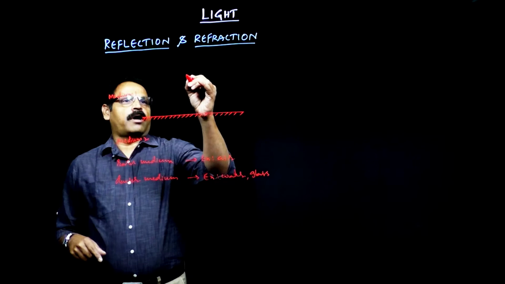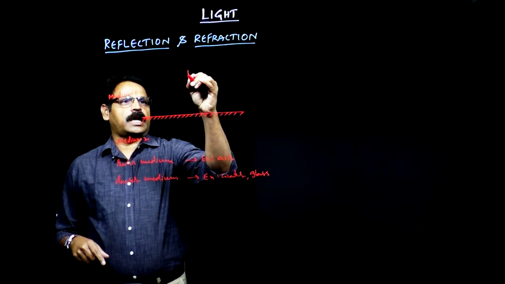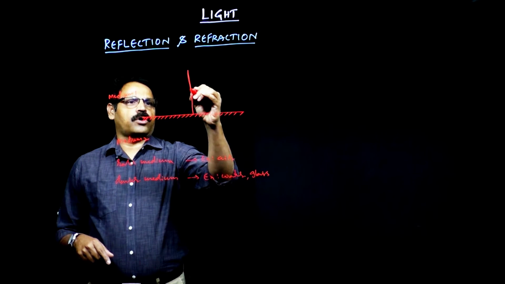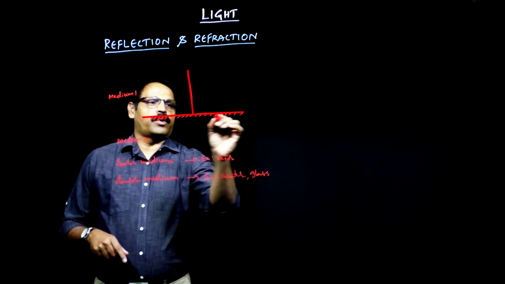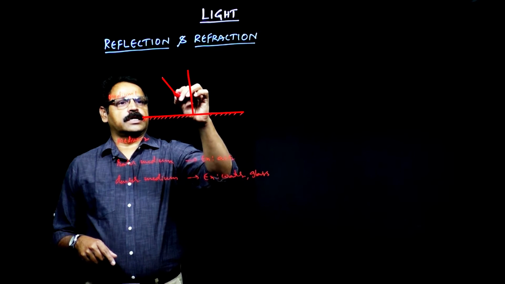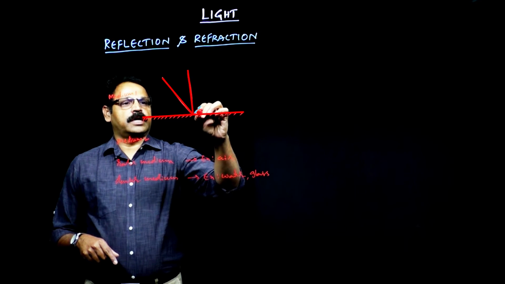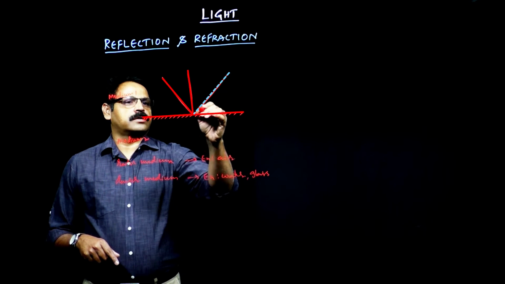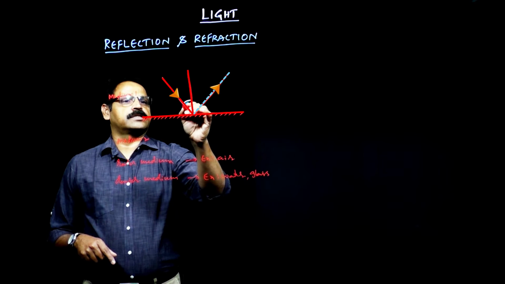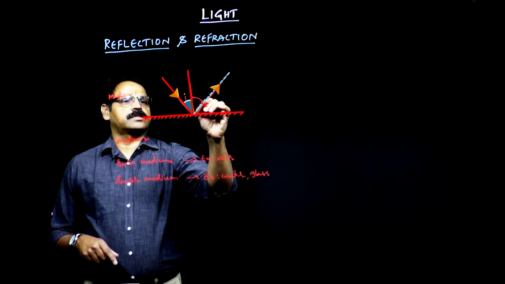Here, we always need to calculate the angles with reference to the normal drawn. So this is the normal. The normal is perpendicular to the boundary. Now let us say a light is incident in this direction, then is reflected back into the same medium, and here let us say this is I and this is R.